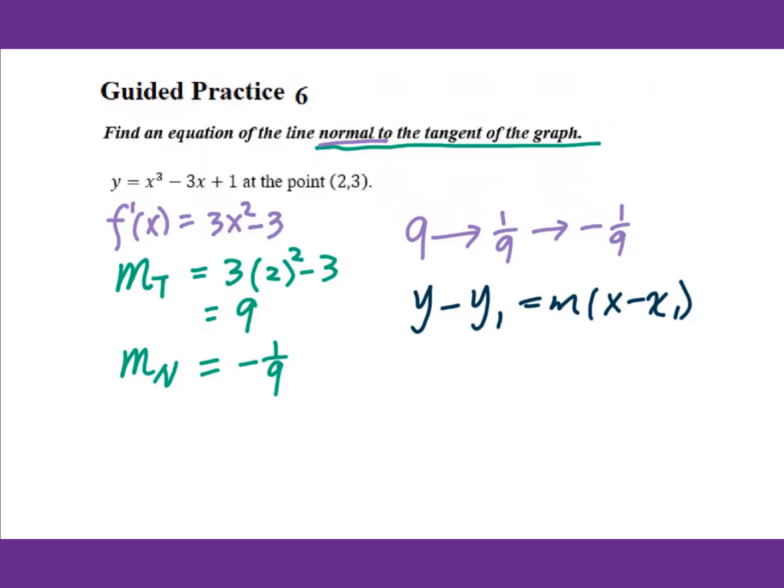Then you use this point-slope form to write down the equation of the normal line. This will be the x1, y1. So you will have y minus 3 equals negative 1 over 9 times x minus 2. That's it.